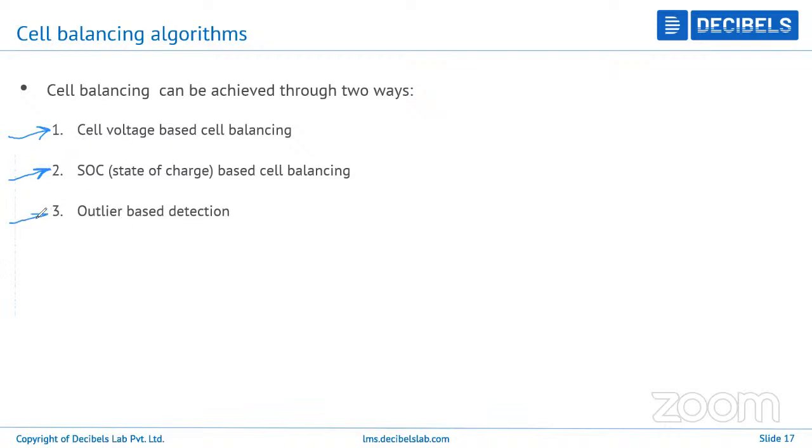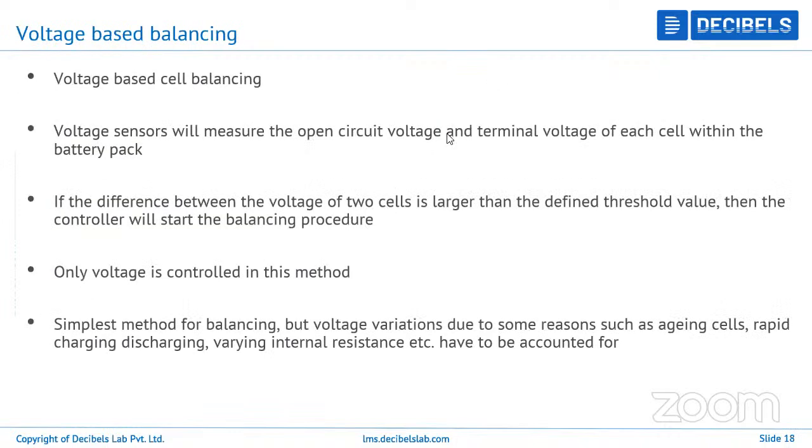And then the third one is neural network based, something called outlier based detection, where a very advanced neural tracking algorithm is used. It will utilize some pretty advanced programming approach in order to balance the cells. So we'll take a brief look at all of them. Voltage based balancing is pretty simple.